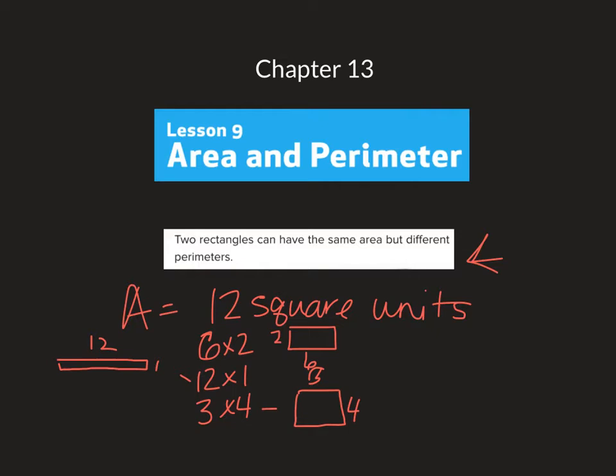Now if I multiply 12 and 1, I get an area of 12. If I multiply 2 and 6, I get an area of 12. And if I multiply 3 and 4, I get an area of 12. So here is a great example of how I can have 3 different rectangles with different widths and lengths, but I still have an area of 12, and these would all have different perimeters. So let's dig in deeper and do some problems.